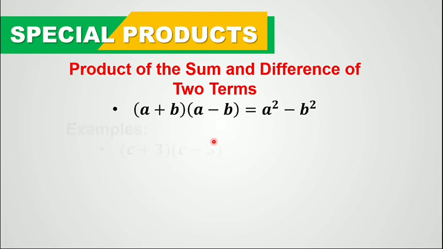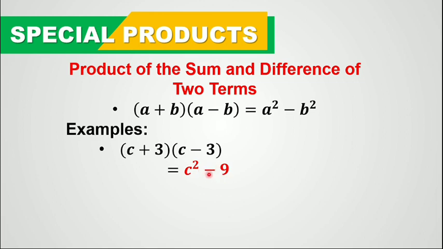So first example, when you multiply c plus 3 by c minus 3. As you can see, they have the same first terms and second terms, and the only difference is that they have different signs. This is plus and this is minus. This kind of example is similar to the given pattern. So all you just have to do is square the first term. So c squared, that's c squared. And then minus the square of the second term. So 3 squared, that's 9. So this is the correct answer.